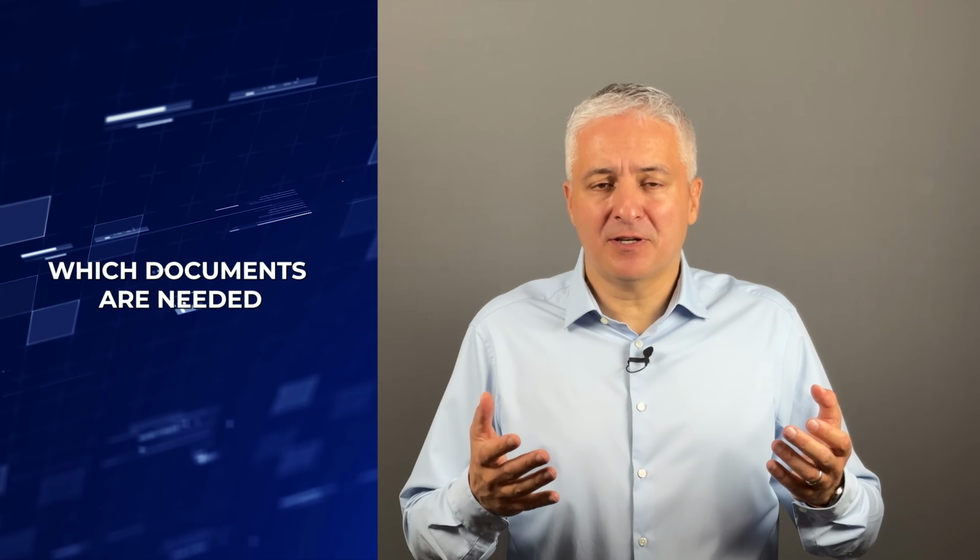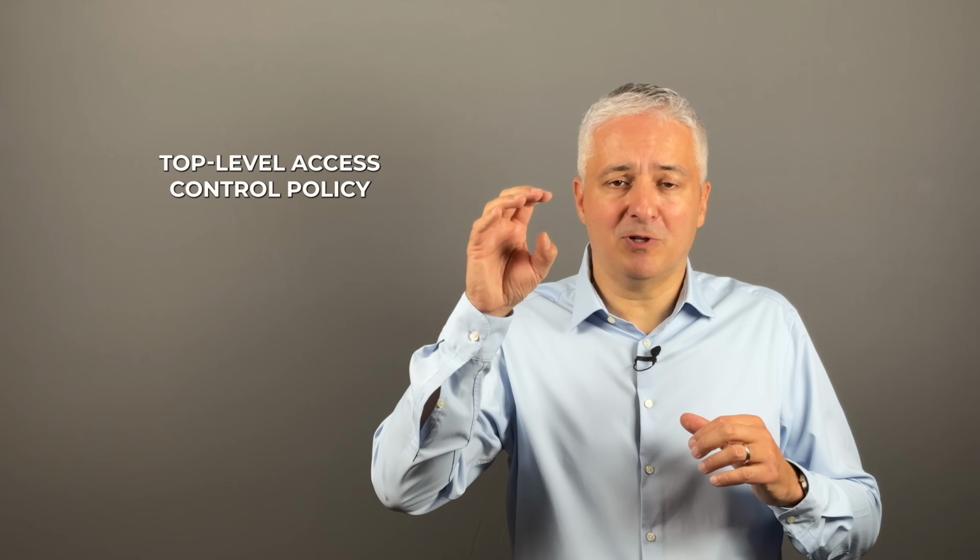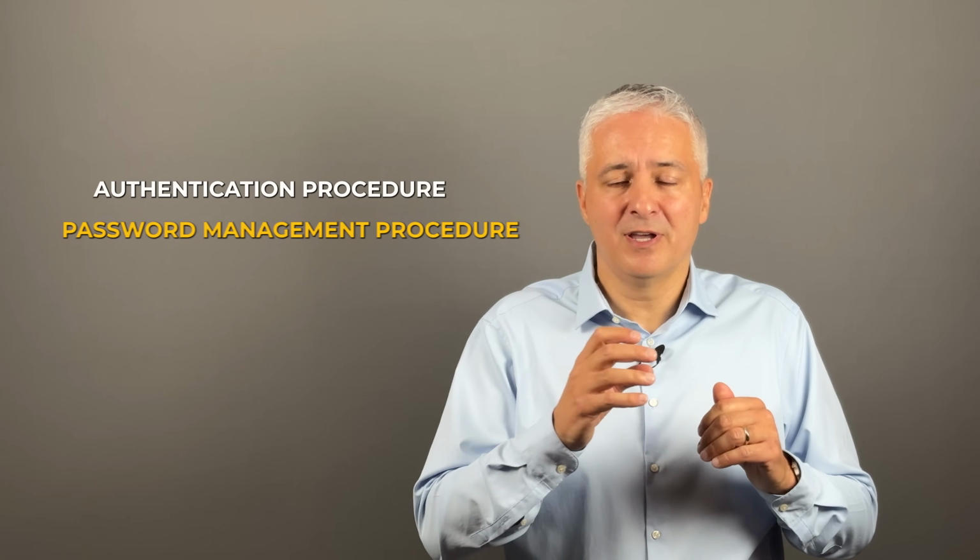And you also have to take into account the size of your company, because the larger the company, the more documents you will have. Of course, for smaller companies, you will have a very small number of documents. So for example, a larger company might have an access control policy, which will cover generally all the controls related to access control, and then it will have procedures which specify certain details on how this access control policy will be implemented. So for, let's say, an authentication procedure, a password management procedure, these kinds of things.